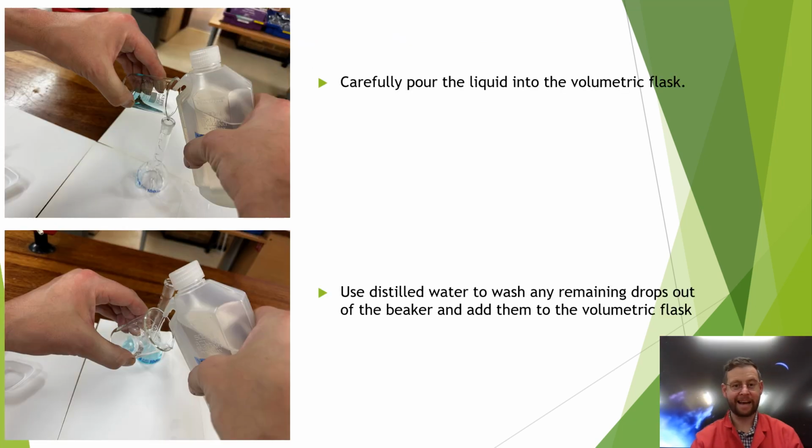Next, you need to add that liquid into the volumetric flask. Use distilled water to swill the beaker afterwards to again ensure that every last tiny bit of your substance has ended up at the bottom of the volumetric flask.